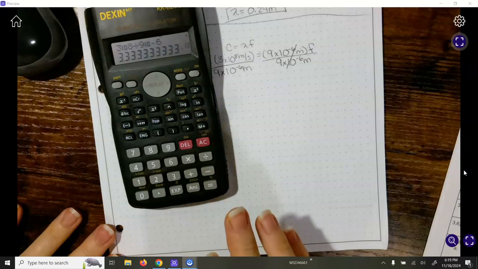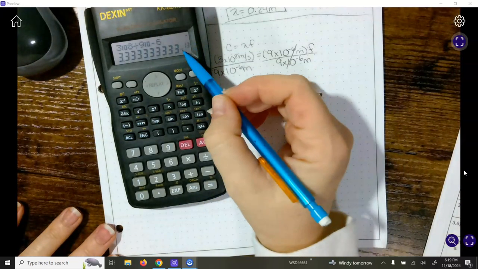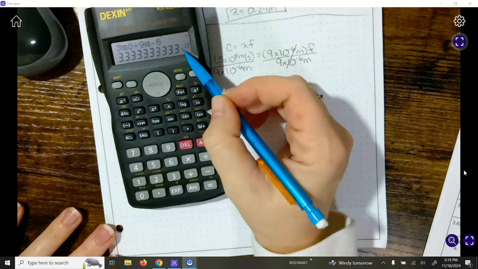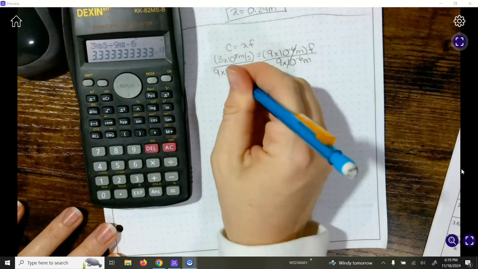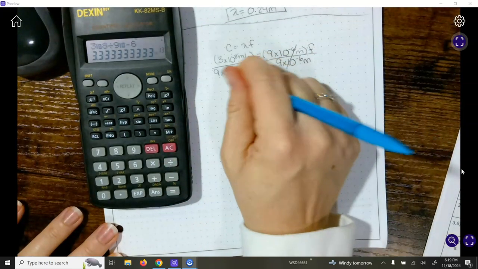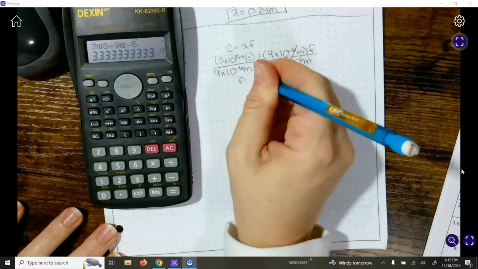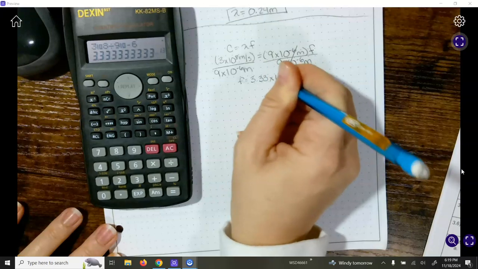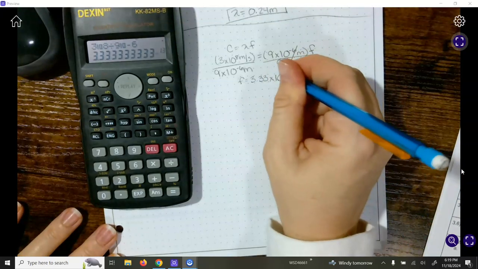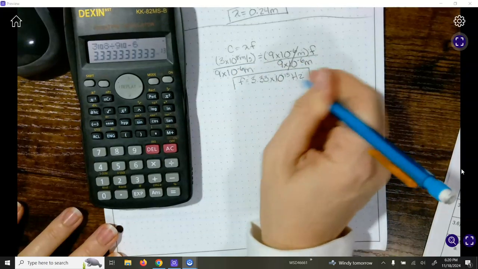All right, we're going to click enter, and we get 3.33333 times 10, there it is, very tiny, to the 13th power. So that means frequency, f, is 3.33 times 10 to the 13th power. And that's going to be in hertz because this is frequency.